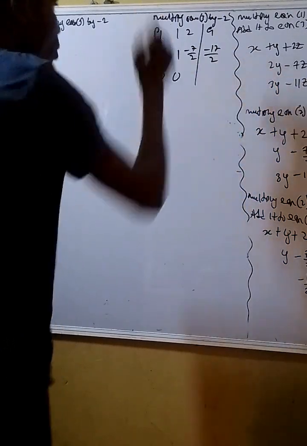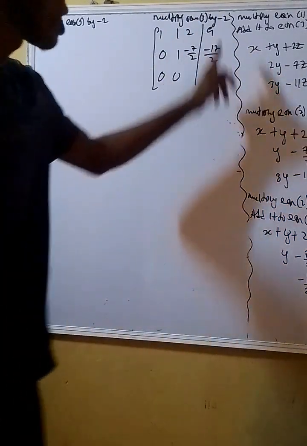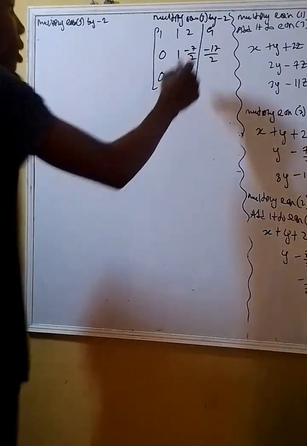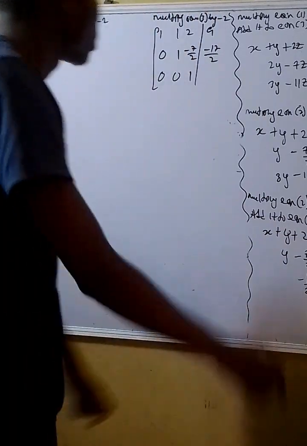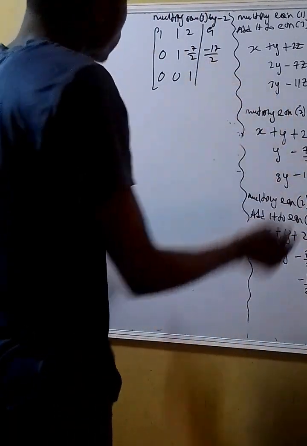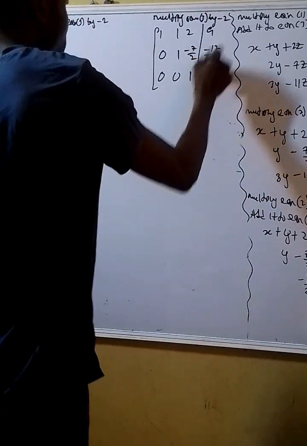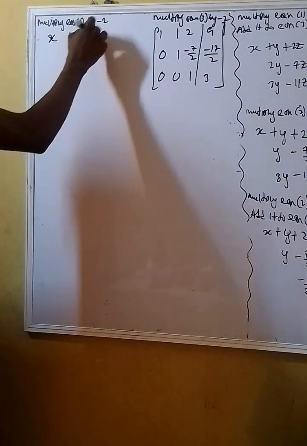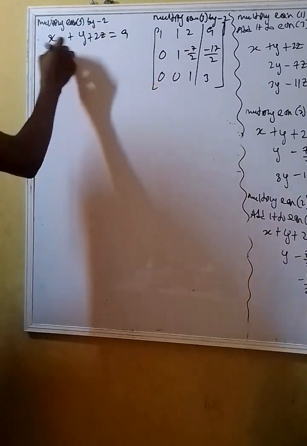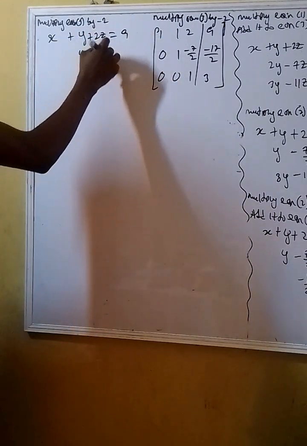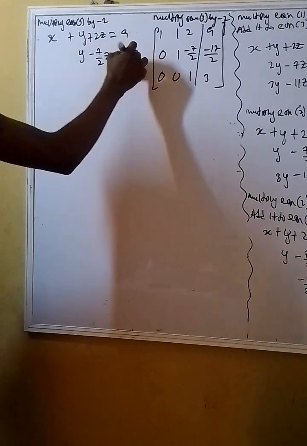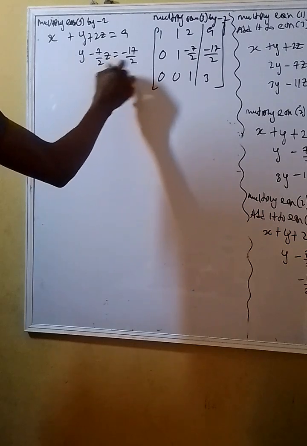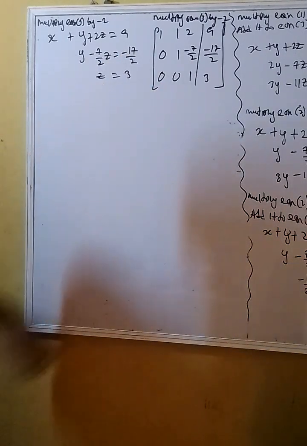This becomes 0, you have 0, because minus 2 times 0 is 0, minus 2 times 0 is 0, minus 2 times minus 1 over 2, you have 1, and minus 2 times this, you have what? Minus 2 times minus 3, you have 6. 6 over 2, you have what? 3. That means that from this point, if you have to write it, you have x plus y plus 2z equals to 9. Then you have y minus 7 over 2z equals to minus 17 over 2. And also from that aspect again, you have z equals to 3.